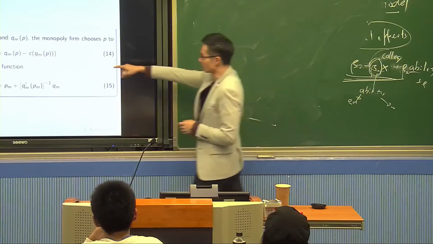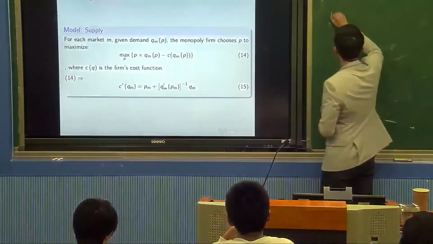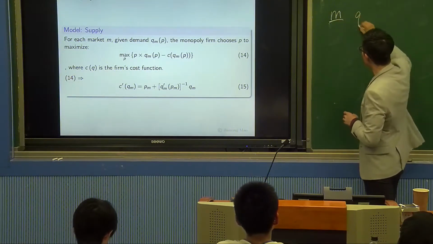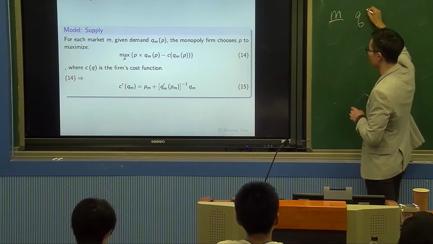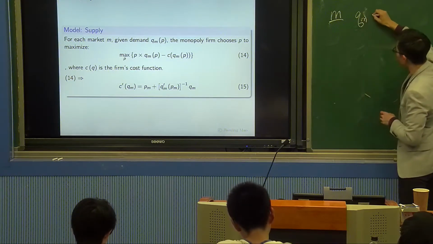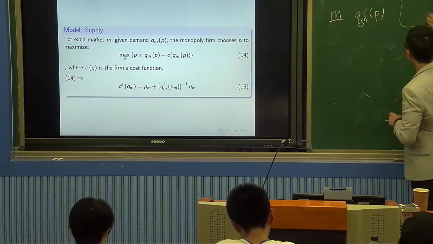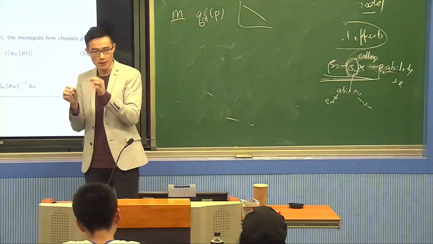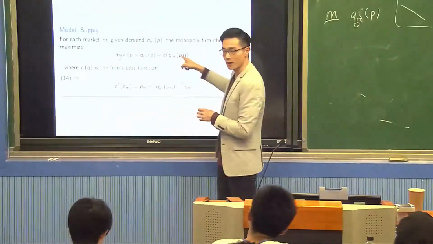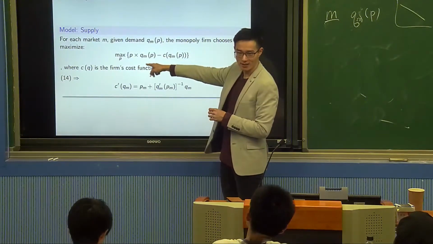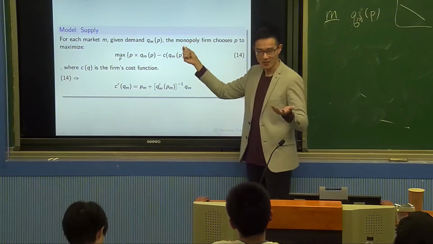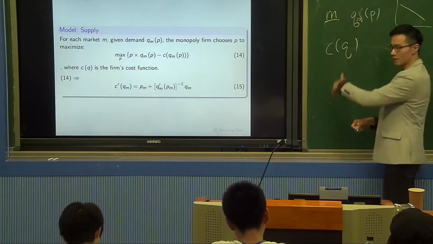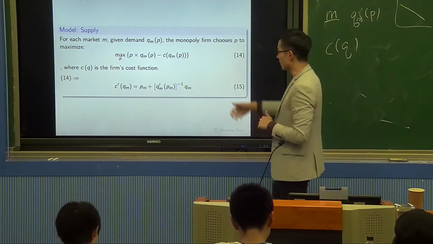Extremely easy. A monopoly maximizes. Suppose I have a demand curve. So suppose, let M be the market, right? Market M, and for market M, suppose I have a demand curve, which is Q_M as a function of P, right? Okay. So based on this demand curve, how does the monopoly choose the best price for that market? Well, it maximizes price times quantity minus the cost, right? Very simple, okay? So this cost is a function of Q. The more you produce, typically the higher the cost, and the monopoly will maximize that.